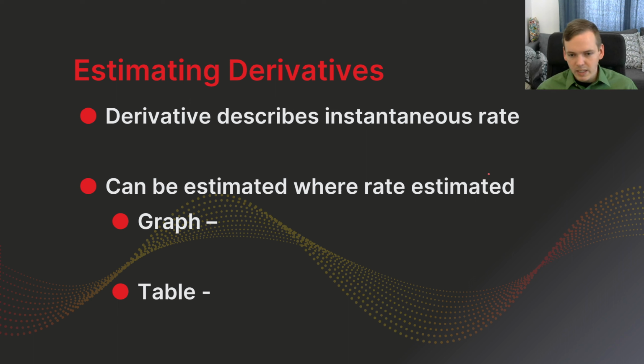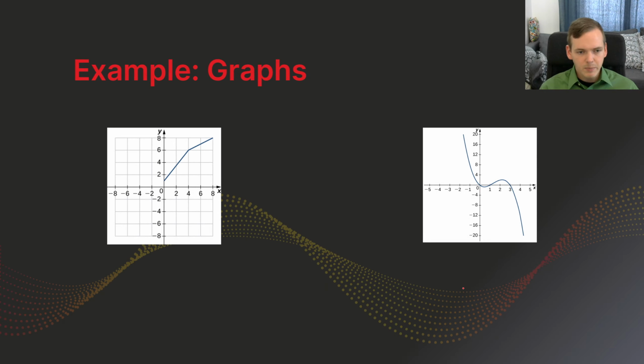So in other words, estimating a rate is really just finding an average rate. If we can find an average rate, that lets us estimate the derivative, because the derivative is just a more precise rate than the average rate. So with a graph, this involves looking at a slope, and with a table, it involves constructing a difference quotient. So let's do a couple examples for the graph.